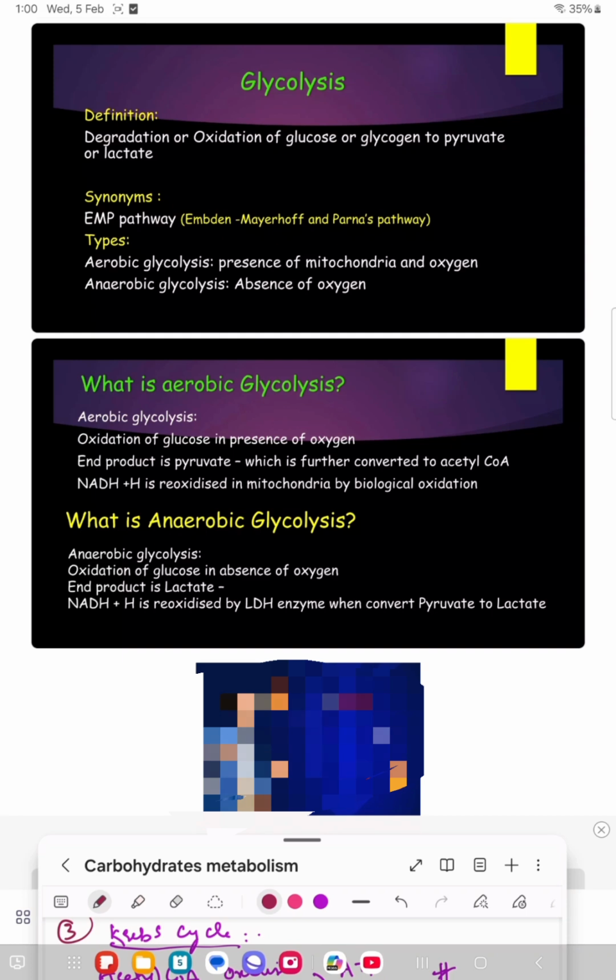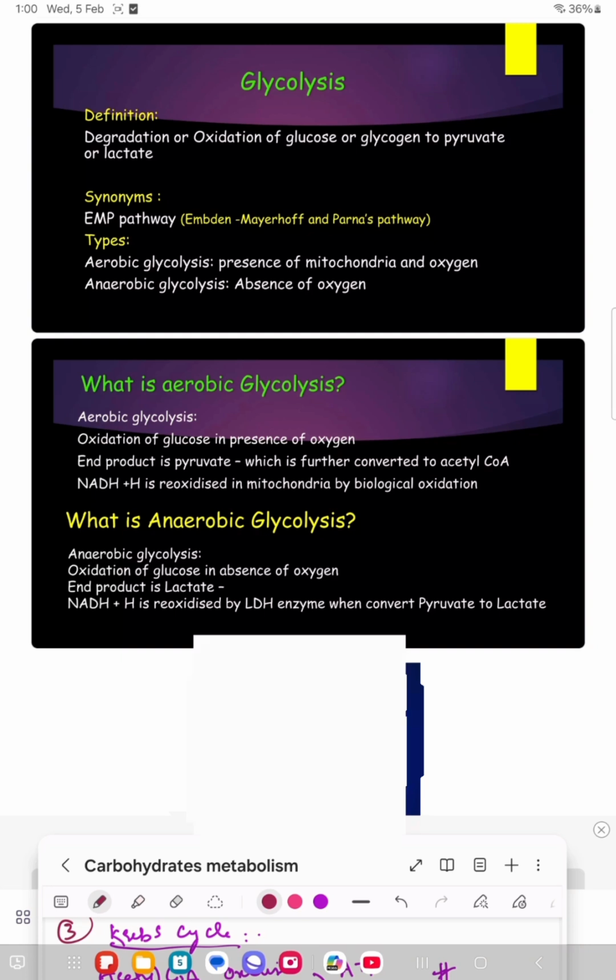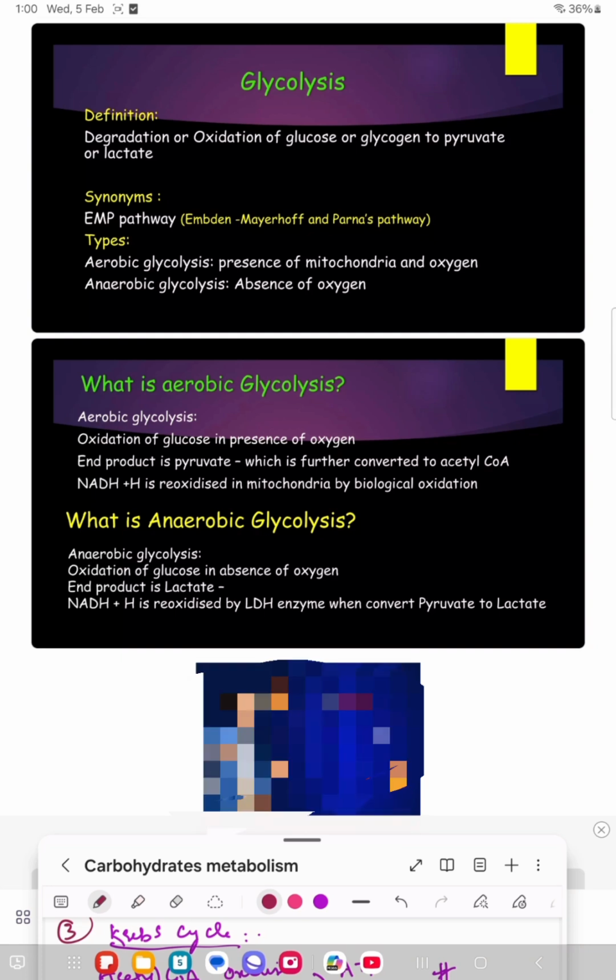Starting with glycolysis, the definition: degradation or oxidation of glucose or glycogen to pyruvate or lactate. In aerobic conditions, in the presence of oxygen, glucose or glycogen will be broken down into pyruvate. This is aerobic glycolysis, and in anaerobic glycolysis the product will be lactate.